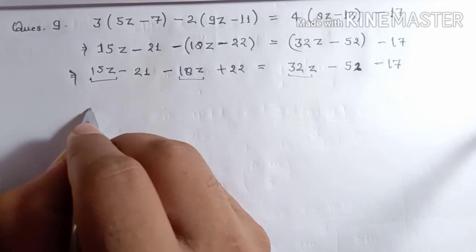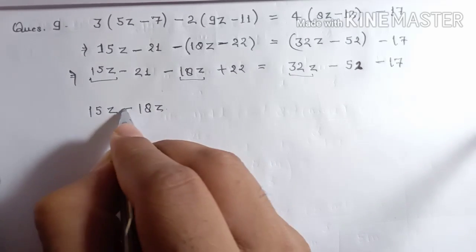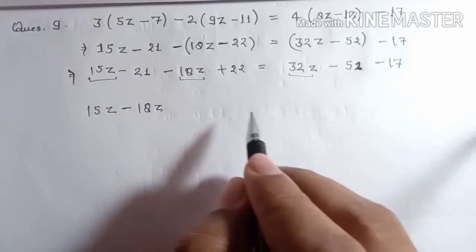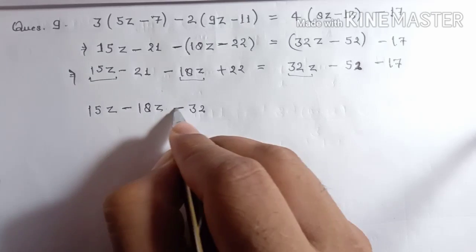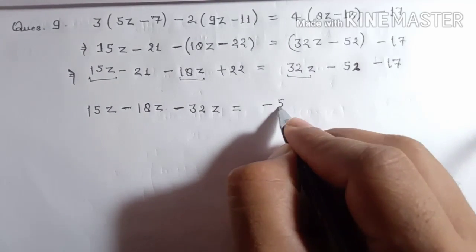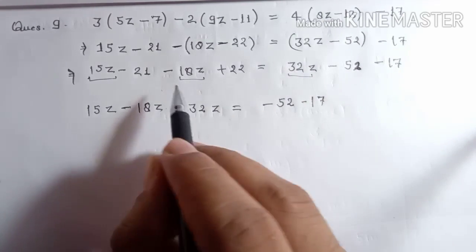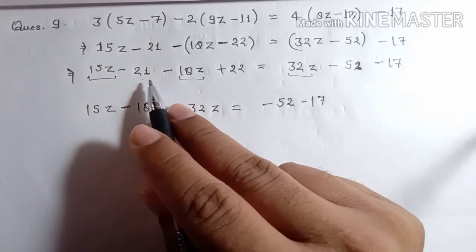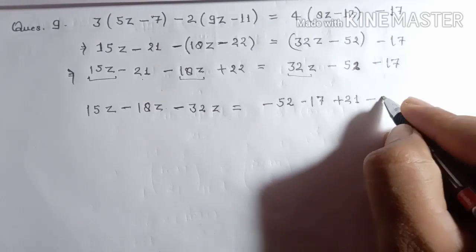So this is 15z minus 18z, and you can see here it is 32z. So transpose 32z to the left hand side, and that will be minus 32z is equal to minus 52 minus 17, and here you can see this is minus 21 and 22, transpose both. So 21 becomes plus 21 and plus 22 becomes minus 22.